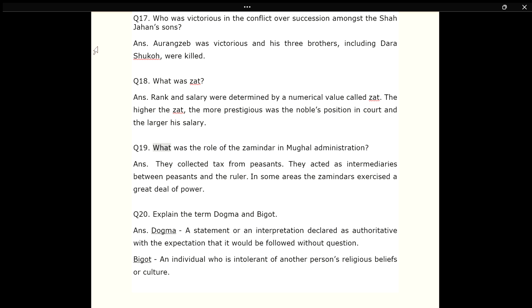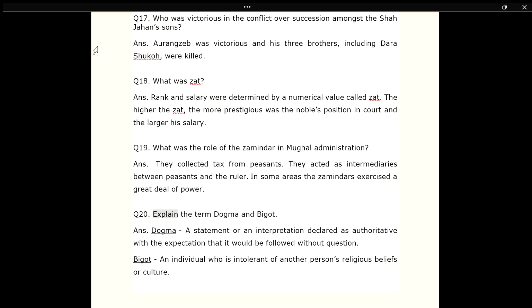Q19. What was the role of the Zamindar in Mughal administration? Ans. They collected tax from peasants. They acted as intermediaries between peasants and the ruler. In some areas the Zamindars exercised a great deal of power.